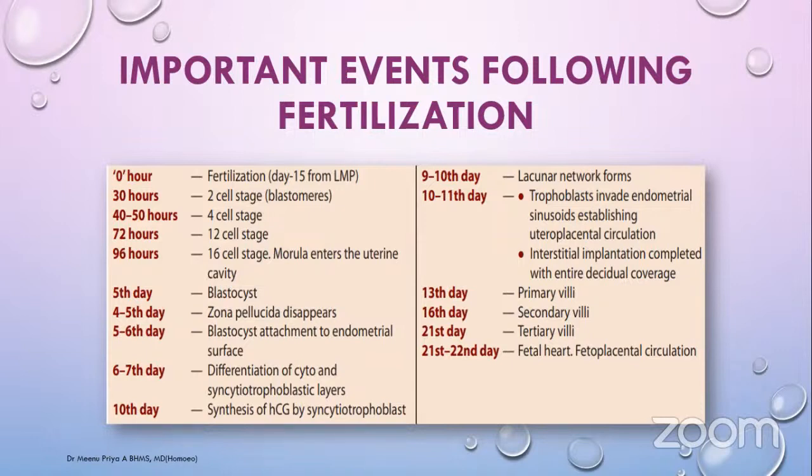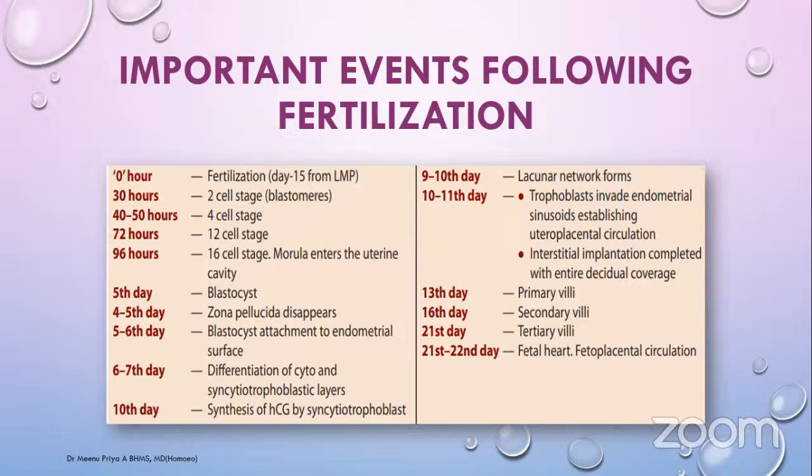So you have to remember there is something called corpus luteum. Until then, the HCG was from the corpus luteum. Once the 10th day is completed, the corpus luteum slowly starts regressing if fertilization has not happened; otherwise it is maintained for a few days. On the 9th to 10th day, the lacunar network forms, and on the 10th to 11th day, trophoblast invades endometrial sinusoids, establishing uteroplacental circulation. Interstitial implantation is completed with entire decidual coverage.